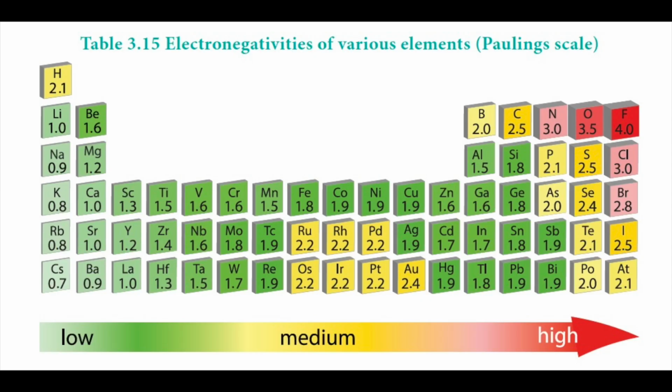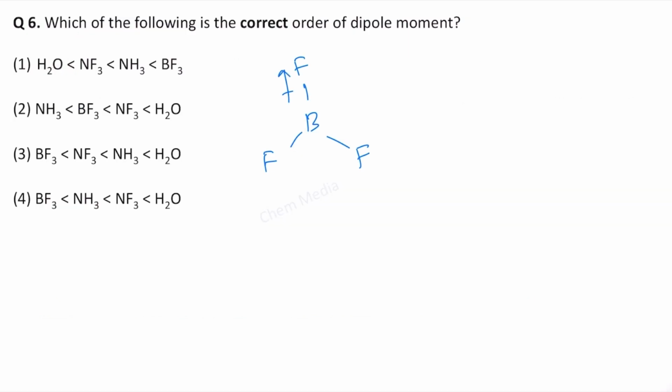Fluorine is more electronegative than boron, and therefore the dipole will be oriented towards fluorine. However, here the net sum will be 0 because the bond angle is exactly 120 degrees among fluorine, boron, fluorine, because the geometry is trigonal planar here. So, therefore, the net dipole moment is 0 in BF3.